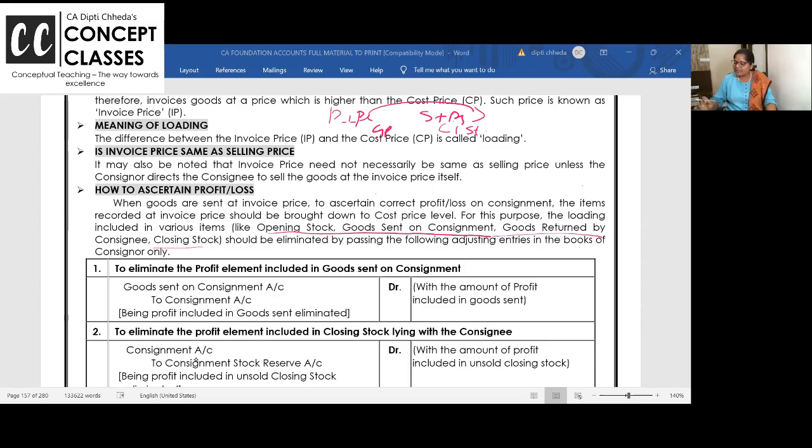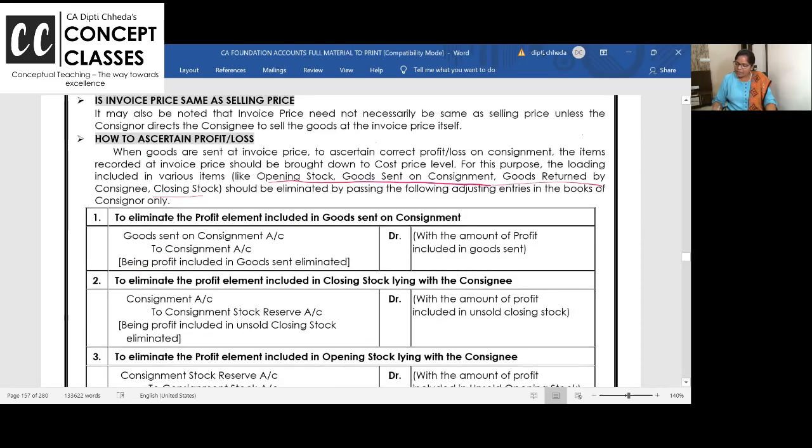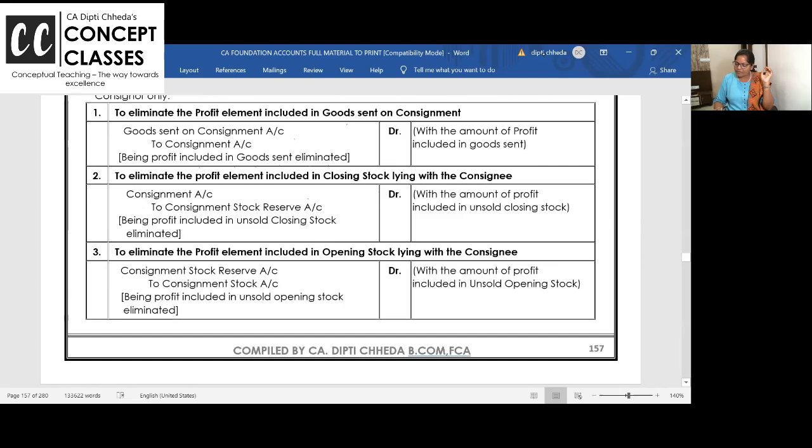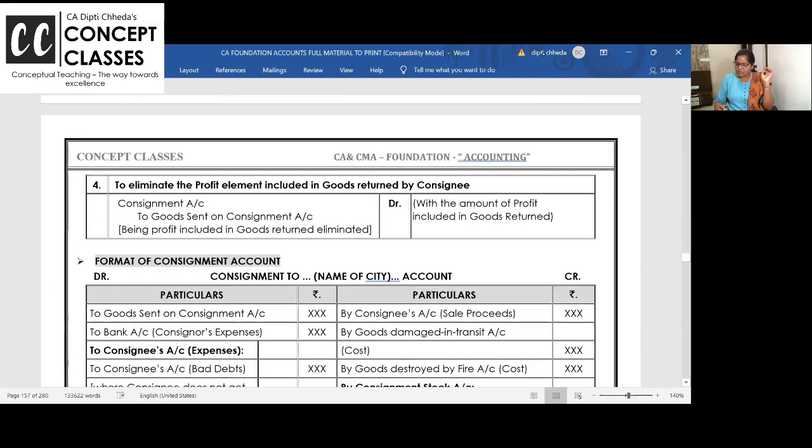Now see, to eliminate the profit: consignment account credit to goods sent on consignment, debit being profit included in the goods sent. And to eliminate the profit on closing stock, why we are doing all will be clear when we do one good problem. Consignment account debit to consignment stock reserve. Okay, we are reversing the profit in opening stock, closing stock and goods sent.